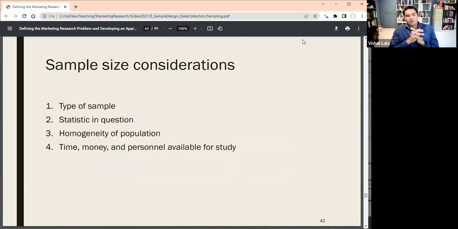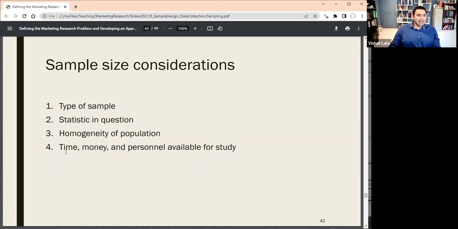Okay, so let's move into considerations for sample size. One of them is figuring out how large the sample size should be. One factor is the type of sample. Do you have a probability sample or a non-probability sample? That's one consideration in sample size. The second is the statistic or statistics in question. There is a mathematical way of figuring out sample size, and we can look at that in great detail. And then there's the issue of homogeneity of the population. Generally speaking, the more variation there is in the population, the more noise, the larger your sample size will have to be.